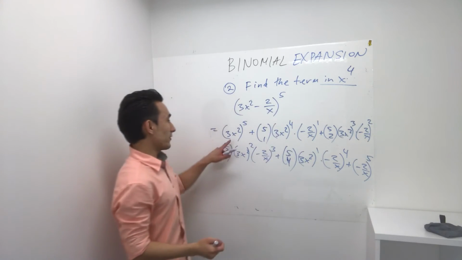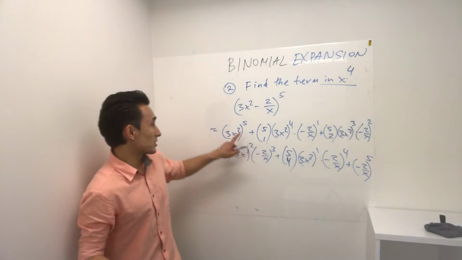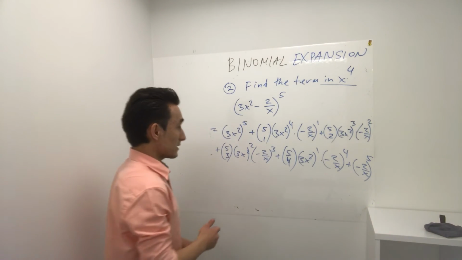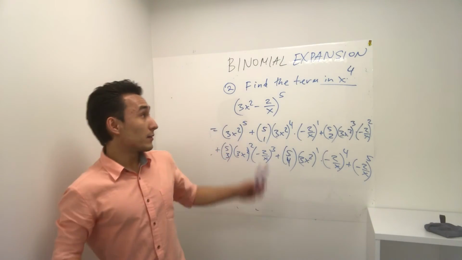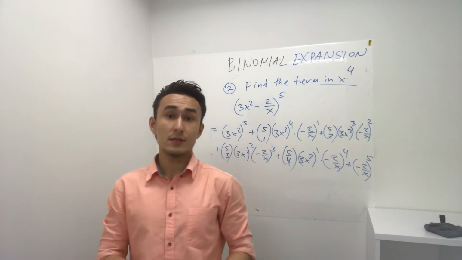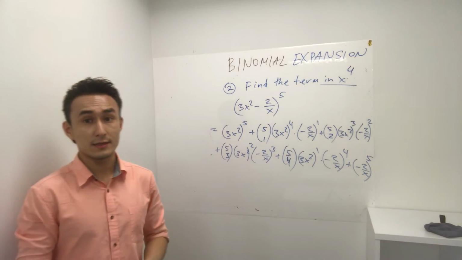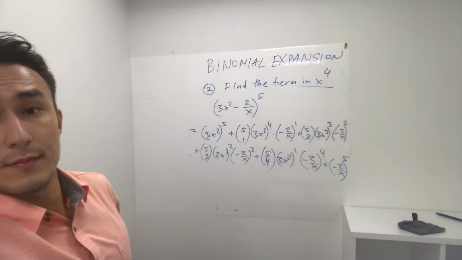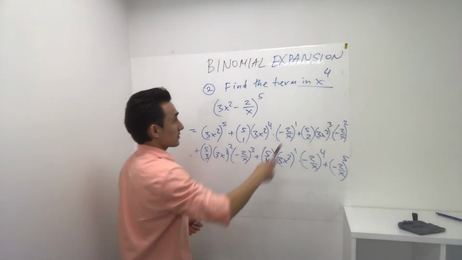So again, the first term and the last term are pretty simple. It's just power of 5 and power of 5. Okay, so let's simplify this. Actually, because the question is find the term in x to the power 4, we do not need to simplify every term here, and I'll show you why in a second. We do not need to do that because the question here is asking for the term in x4.